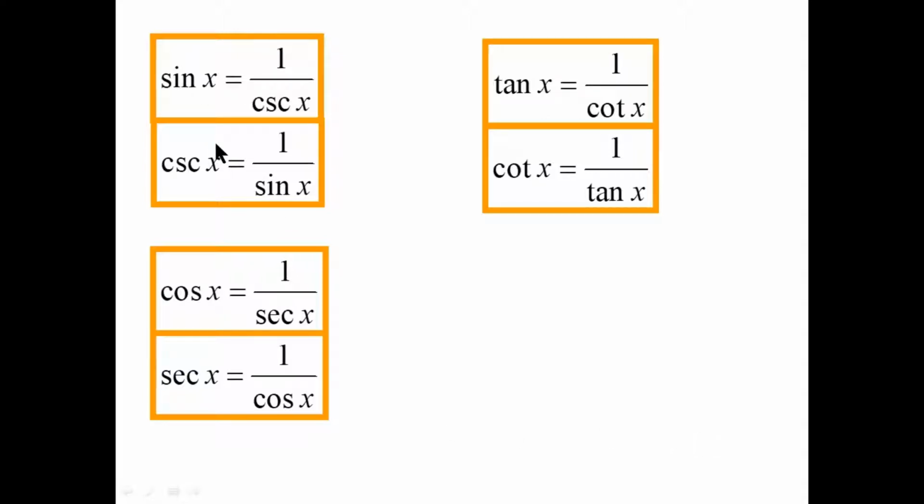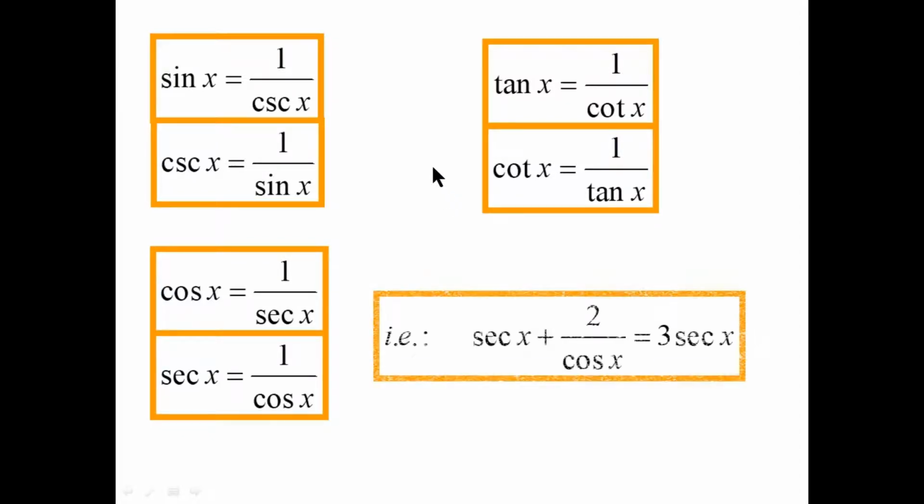Notice in each pair of mutually reciprocal trig ratios, CO turns up exactly once. Sine x, cosecant x: co was present once. Cosine, secant x: co is present once in the mutually reciprocal pair. Tangent and cotangent: co turns up once. And this can be useful.